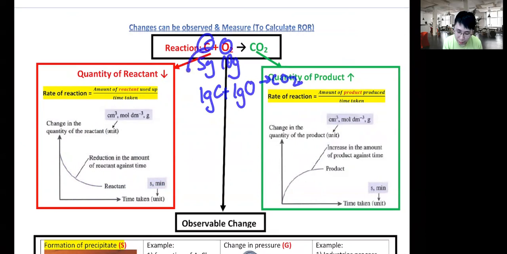But because carbon only has 5 grams and oxygen has 10 grams, who's going to finish first? Who's going to get used up first? Definitely it's your carbon, right? So because your carbon is used up first, your oxygen is left over. You get the point? That's why the graph never touches 0.